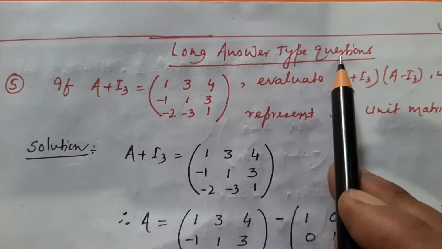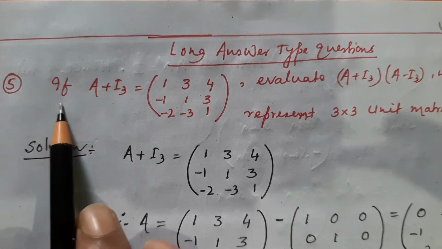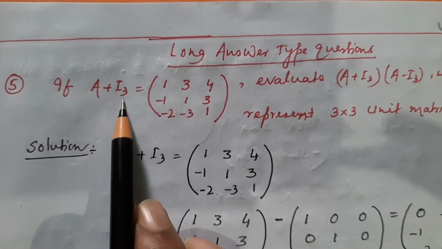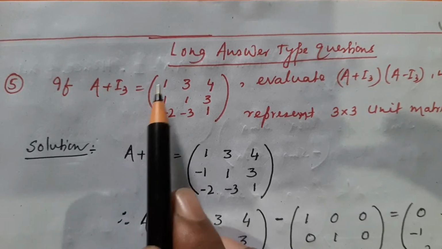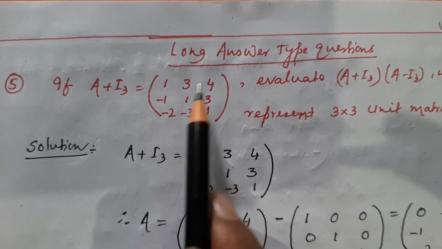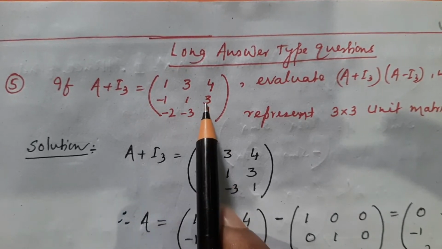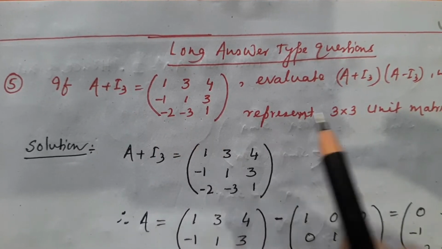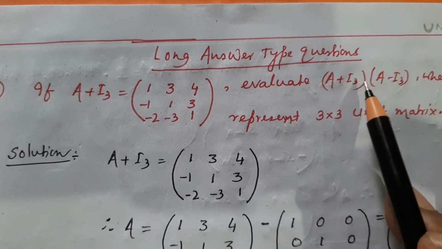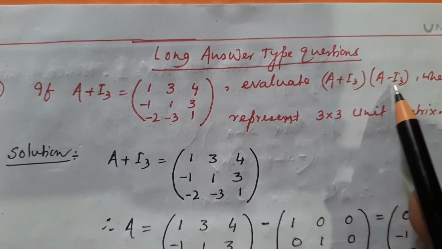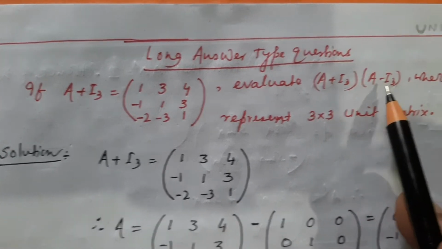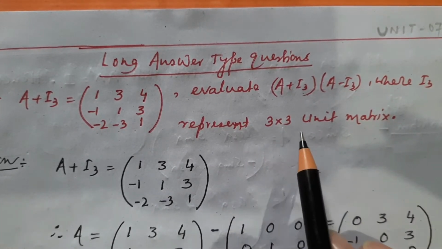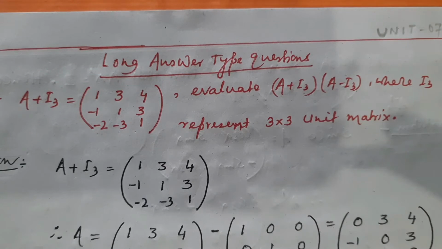Long answer type question. Question number 5. If A plus I3 equals the matrix [1 3 4; -1 1 3; -2 -3 1], evaluate (A + I3)(A - I3), where I3 represents the 3 cross 3 unit matrix.